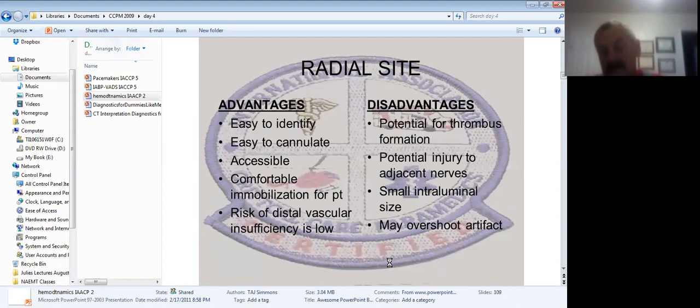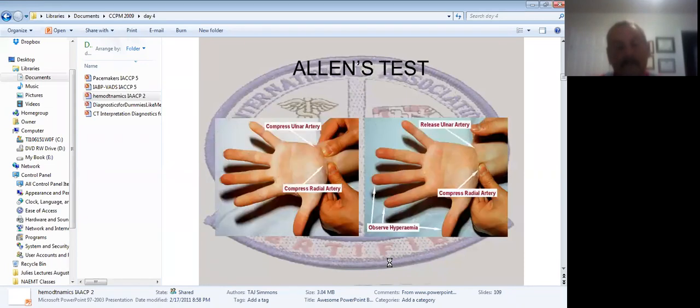There are some disadvantages. It is reasonably easy to injure the adjacent nerves. It does have a small intraluminal size, and so consequently you can get artifact. There is, of course, some potential for thrombus formation as well.